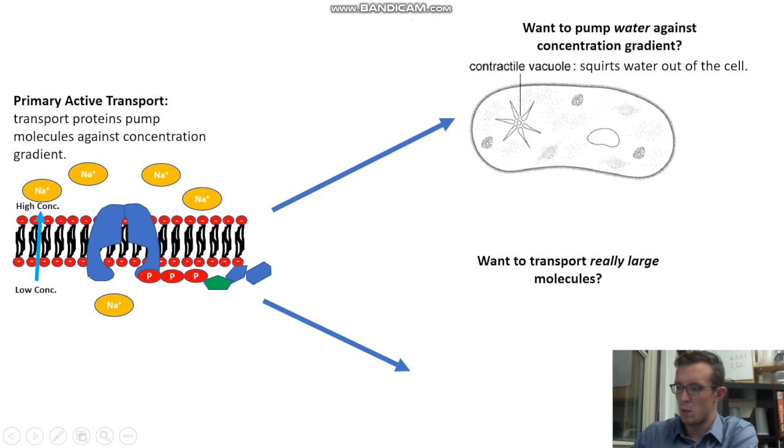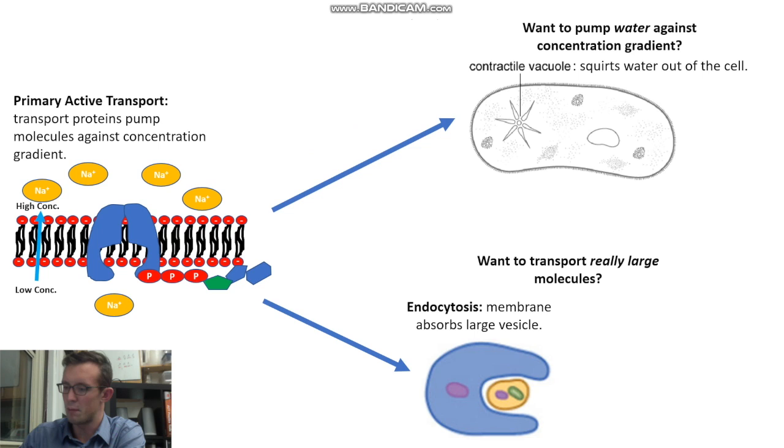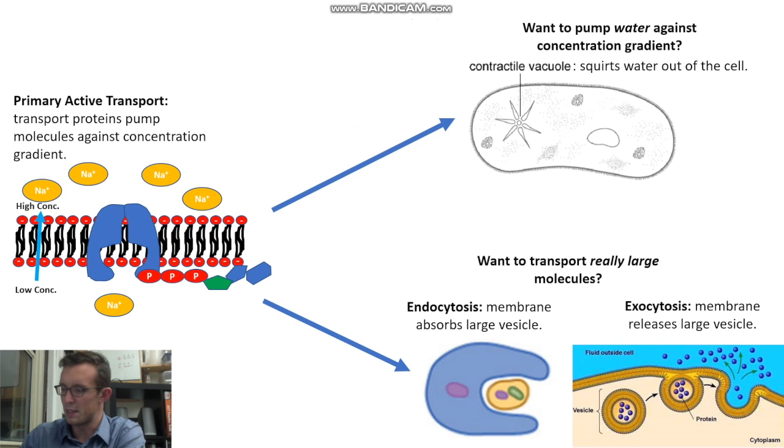And if our cells wanted to transport really large molecules across the cell membrane, our cells could do a type of active transport called endocytosis, in which the cell membrane absorbs a very large particle or vesicle. Or the opposite, they could do exocytosis, in which the membrane releases a very large vesicle.